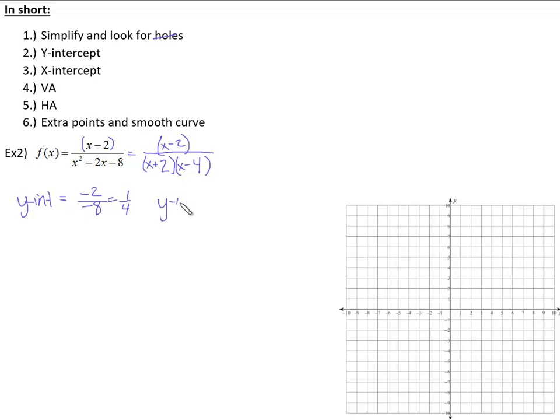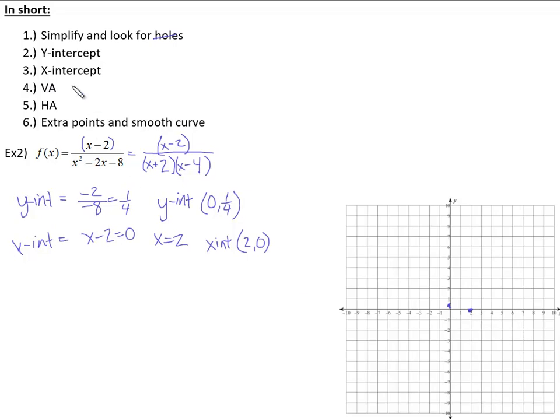So my y-intercept is the point 0, where we plugged in 0 for x, and 1/4 for y. So 0, 1/4, somewhere in there. Sorry, my pen is not very accurate. Bear with me. All right, the x-intercept. Let's find our x-intercept. This is where my numerator is set equal to 0. So when does x minus 2 equal 0? Well, you add 2 to both sides, and that's when x equals 2. So my x-intercept is 2, 0. Those are points on my graph.